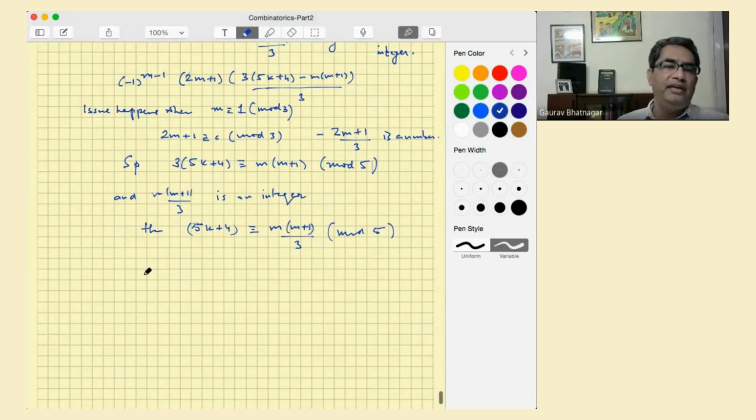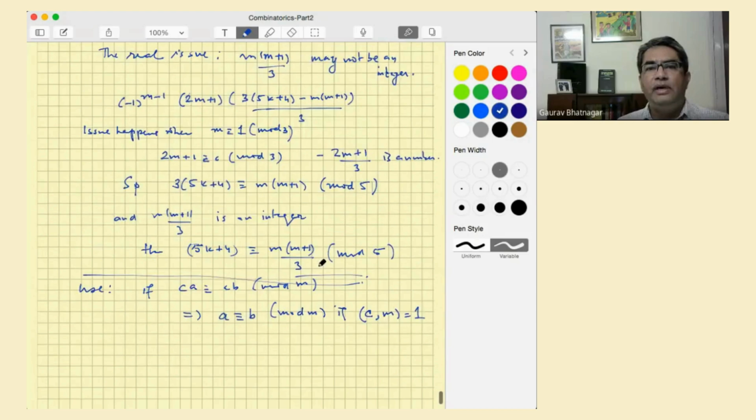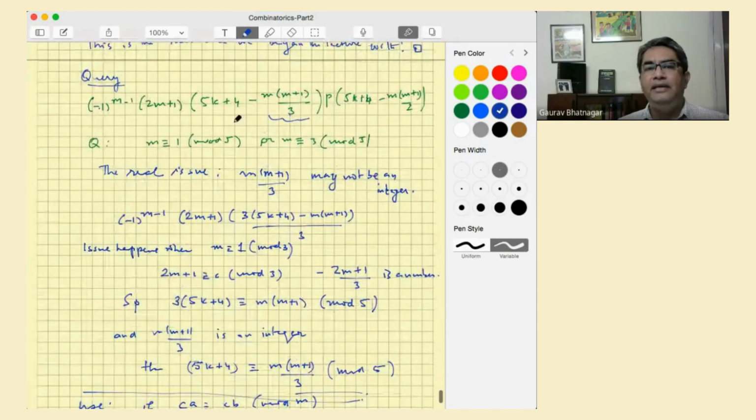You can prove that if CA is congruent to CB mod m, then this implies that A is congruent to B mod m if the GCD of C and m is equal to 1. So we use this. But anyway, it's an easier proof to just look at the whole thing.